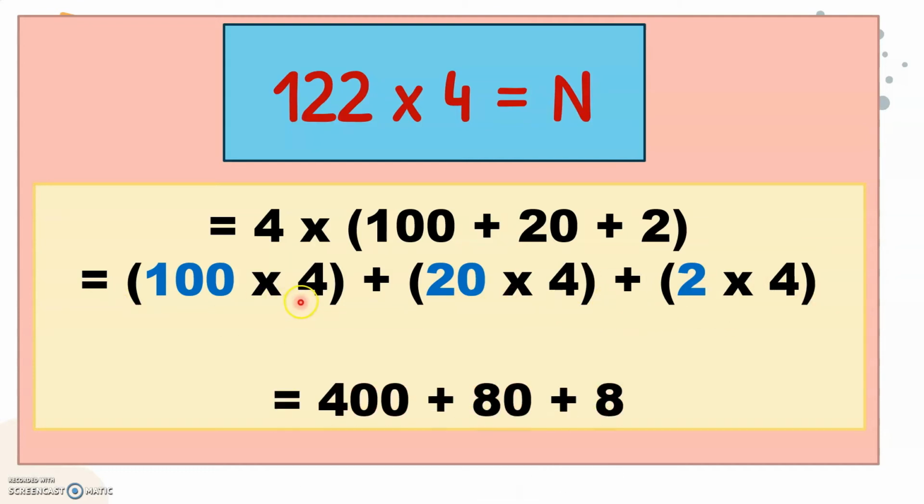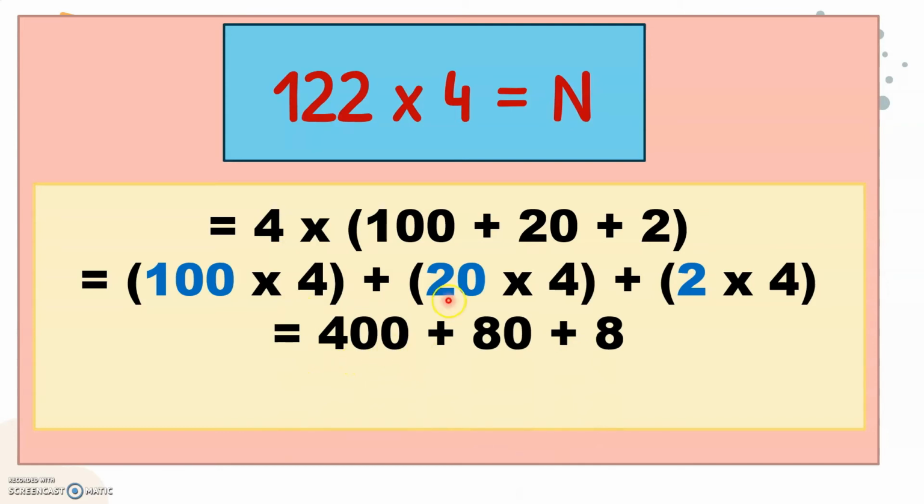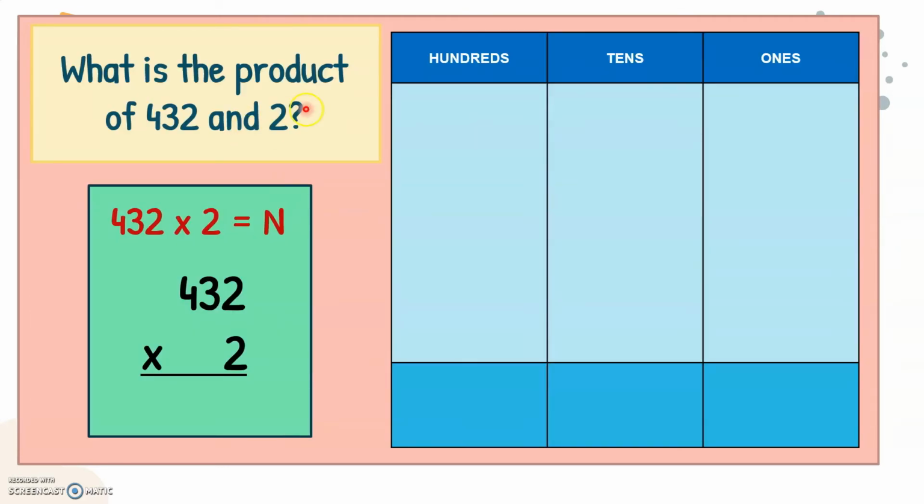100 times 4 is equal to 400, plus 20 times 4 is equal to 80, plus 2 times 4 is equal to 8. Then, let's add 400 plus 80 plus 8 is equal to 488. Therefore, 122 times 4 is equal to 488. Okay? So, next. What is the product of 432 and 2?